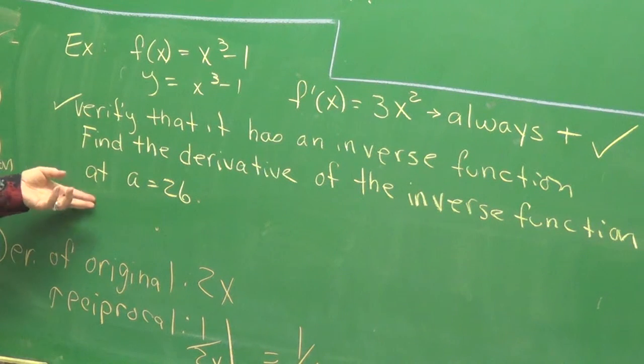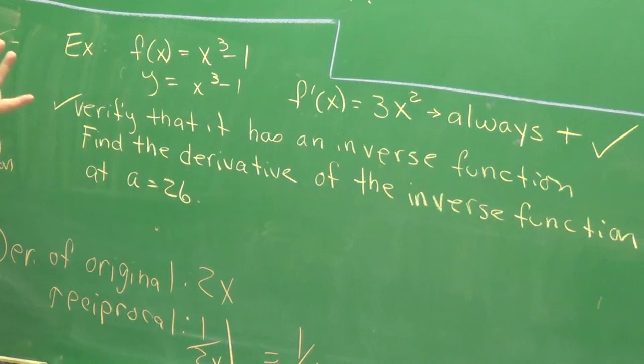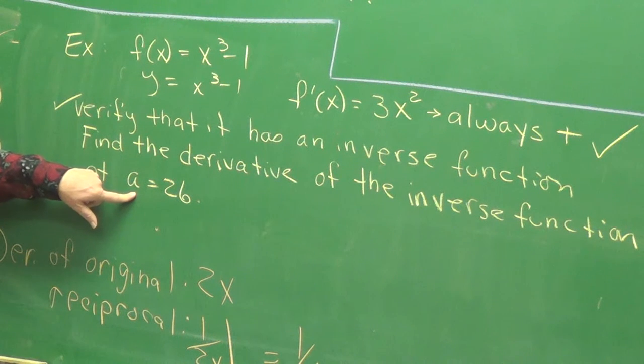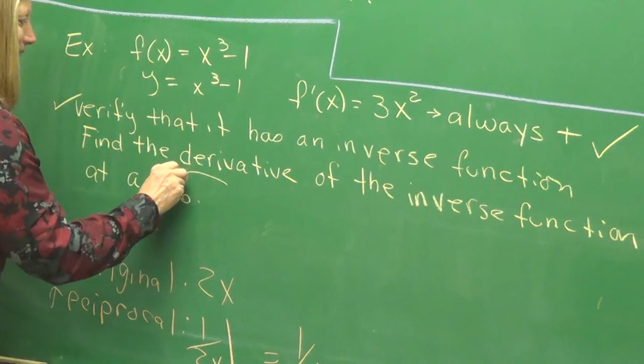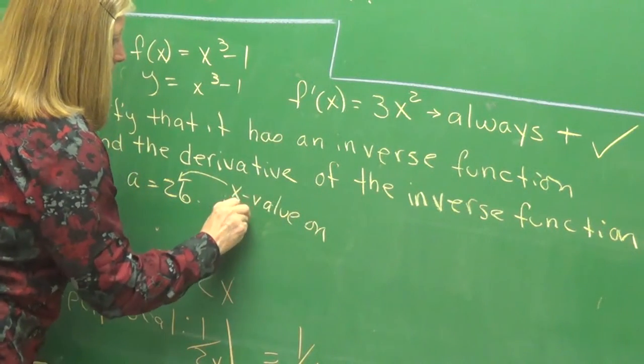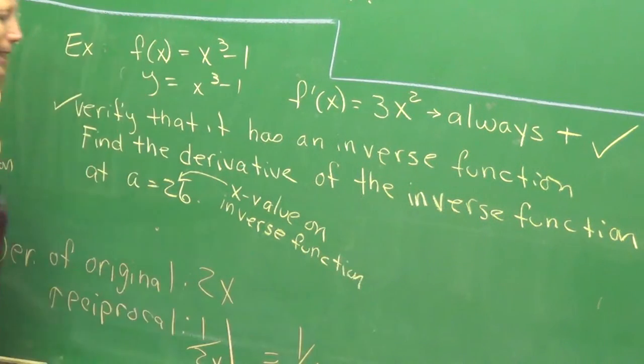Now we're going to find the derivative of the inverse function at a equals 26. I think your book goes out of its way to try not to confuse you with the x and y stuff. So it says a equals 26. But what it's saying is that's the x value on the inverse function. So I'll write that down. X value on inverse function. Is that the one that we will plug into our problem at the end? No, it is not. All right, so just keep that under your hat.